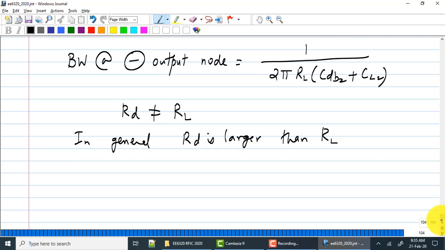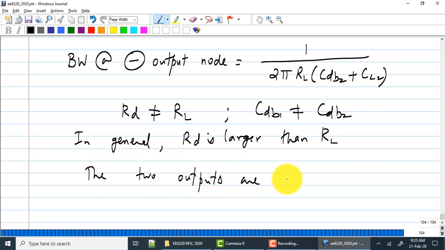In general, note that the sizes of M1 and M2, the common gate and the common source, will not be the same, right? One is chosen for input match, the other is chosen for noise cancelling. So what does this tell you? The two outputs are completely asymmetric. That is what this is telling you.